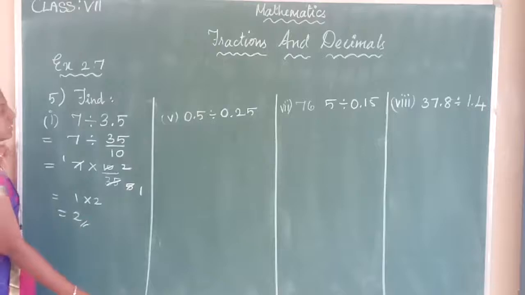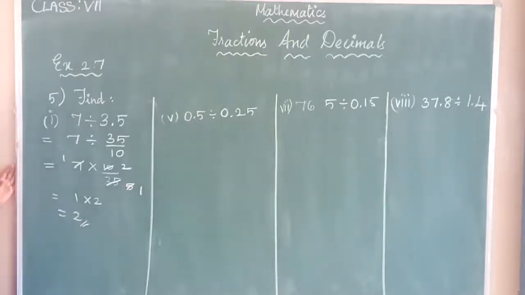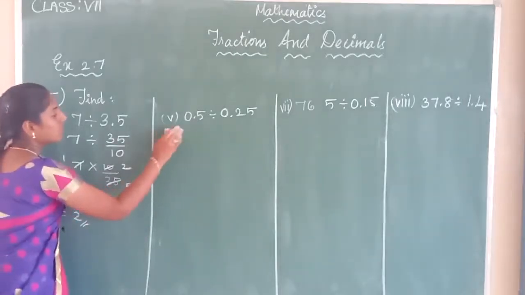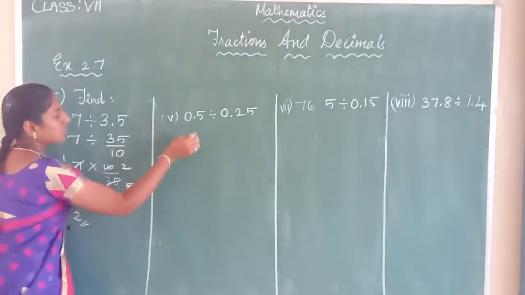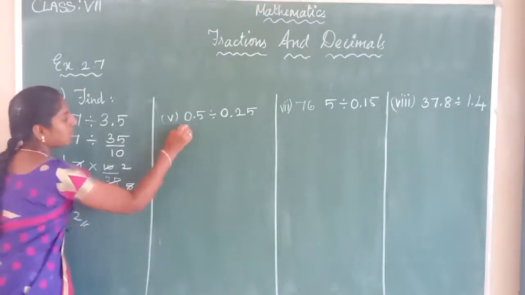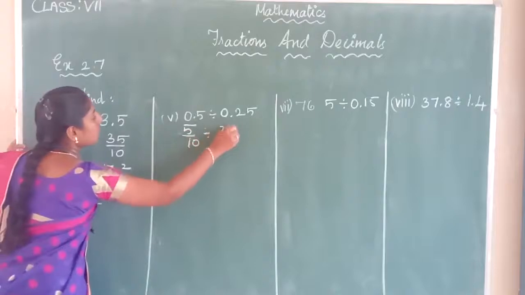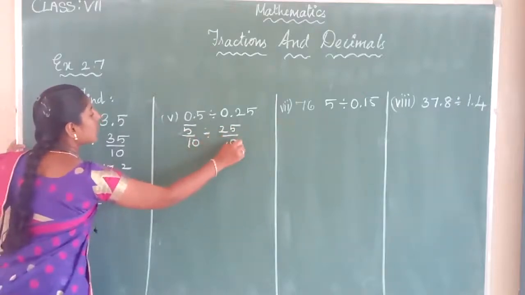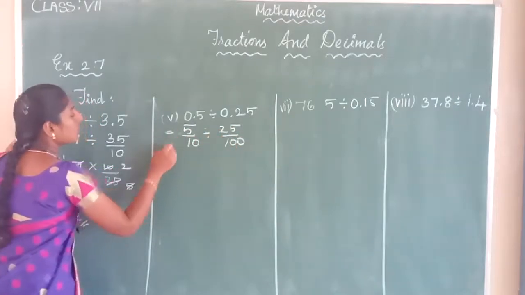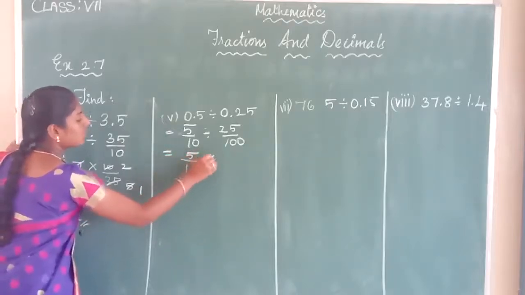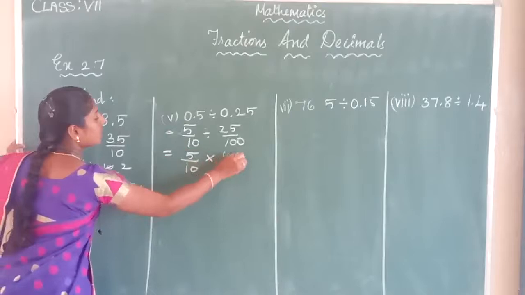The next one is 0.5 divided by 0.25 is given. Now write 0.5 as 5 by 10 divided by 0.25 as 25 by 100. So is it clear? Next step is write this one as it is. Change the division symbol to multiplication symbol. Take the reciprocal.